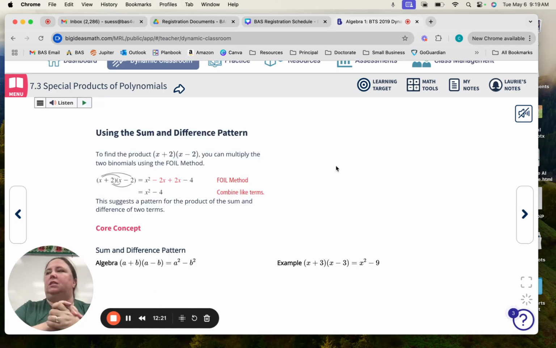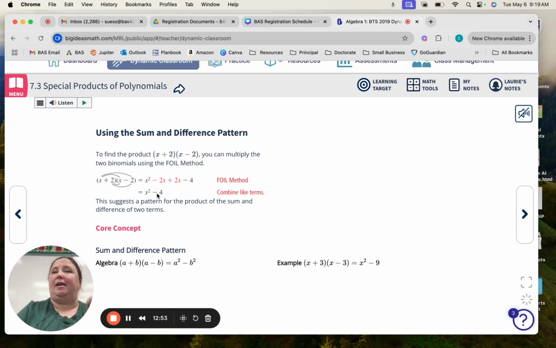All right. So this is going to help you recognize patterns. The sum and difference pattern. When you find the product of x plus 2 times x minus 2, you can do that by using FOIL, which you see here they did. So they did FOIL, which is x squared minus 2x plus 2x minus 4. You notice they come out with x squared minus 4.